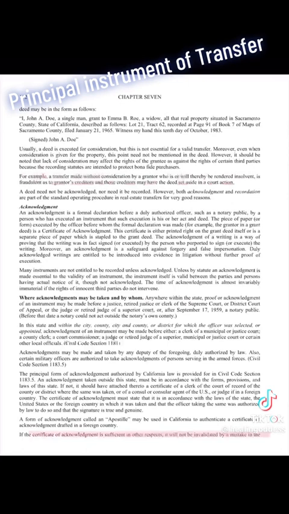I, John A. Doe, a single man, grant to Emma B. Rowe, a widow, all that real property situated in Sacramento County, State of California, described as follows. Lot 21, Tract 62, recorded at page 91 of Book 7 of Maps of Sacramento County. Filed January 21st, 1965. Witness my hand this 10th day of October, 1983. Signed, John A. Doe.